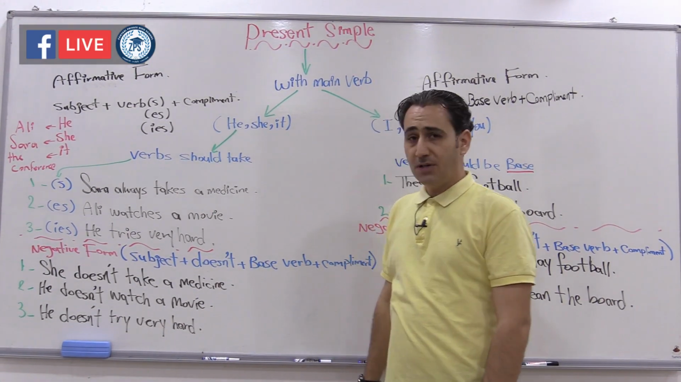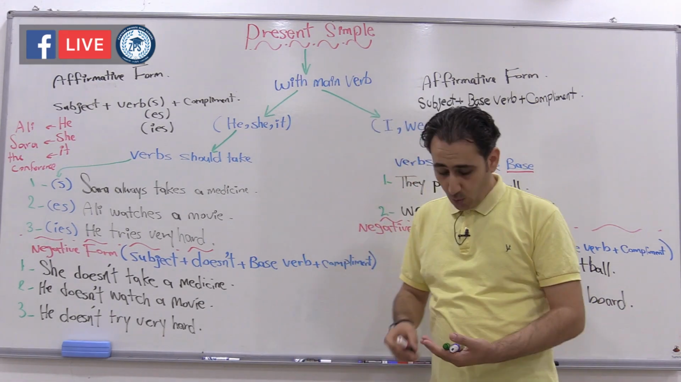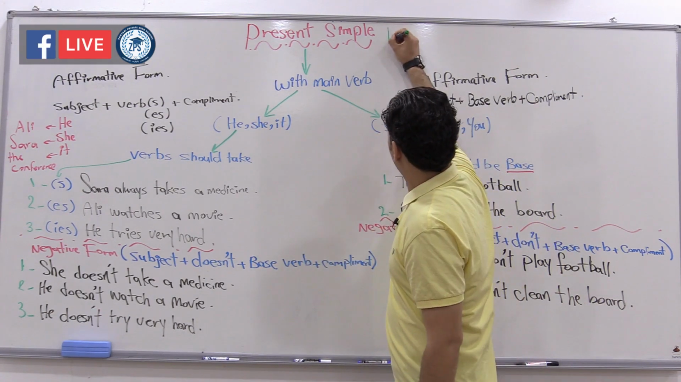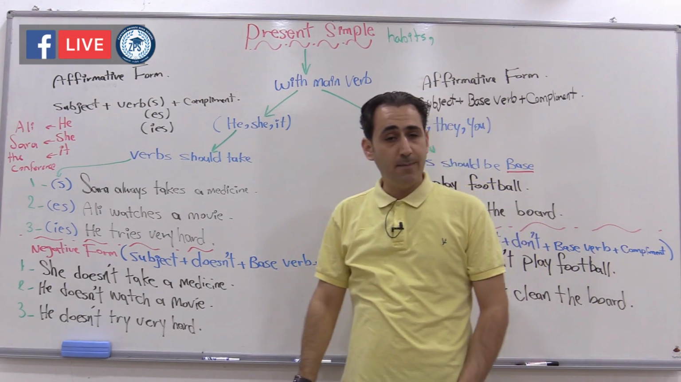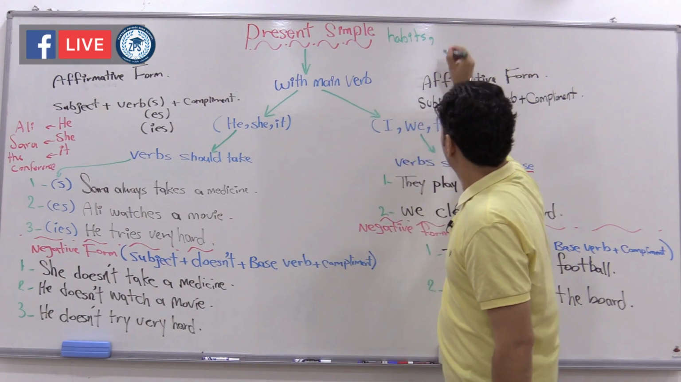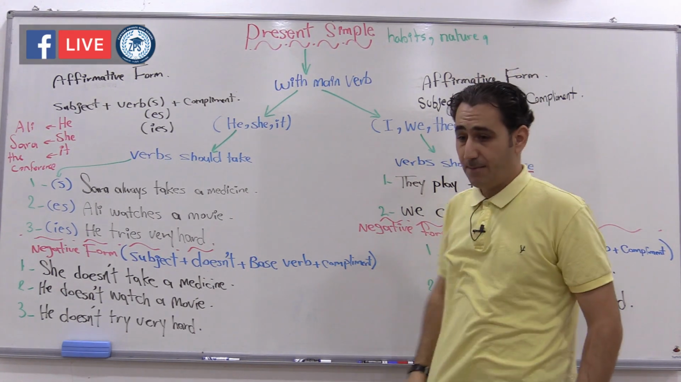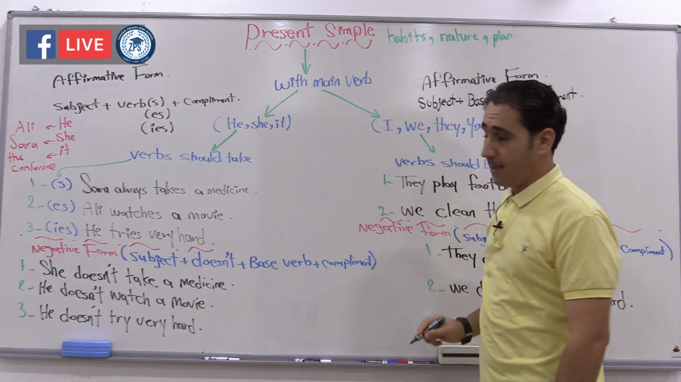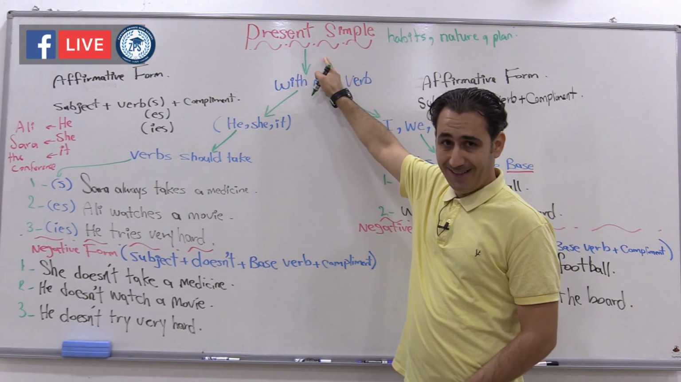Okay, so we can use the present simple in our speaking when we are talking about some habits, or when we are talking about nature, or when we are talking about a fixed plan. Okay? So in these situations, we can use the present simple.